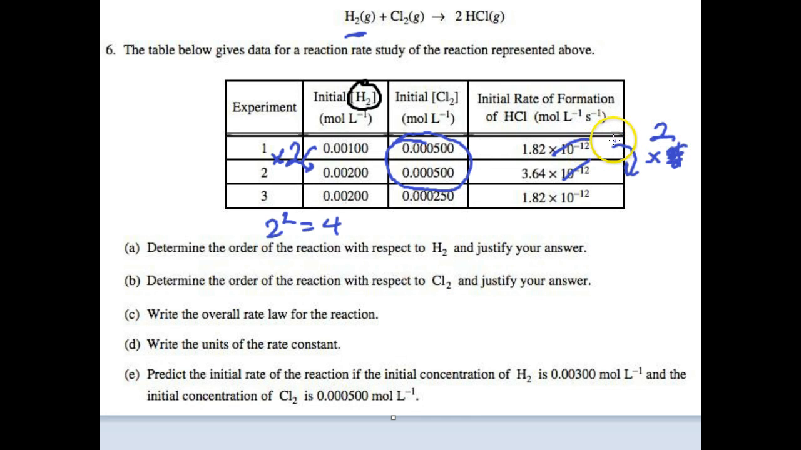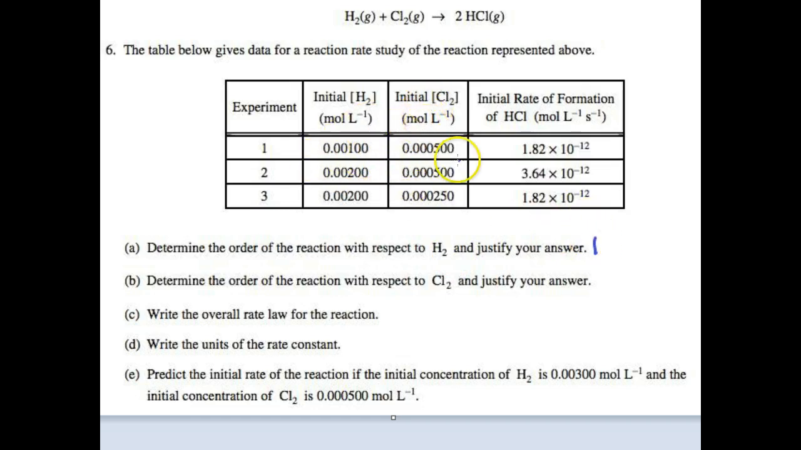So from experiment 1 to experiment 2, I increased the rate by a factor of 2, caused by an increase of H2 concentration by a factor of 2. That means that the order of H2 is just 1. That's a first order reaction. Okay? First order reaction. What about with respect to Cl2? Well, let's just do this whole thing again, but looking at Cl2 instead.